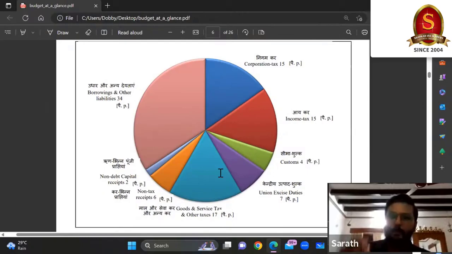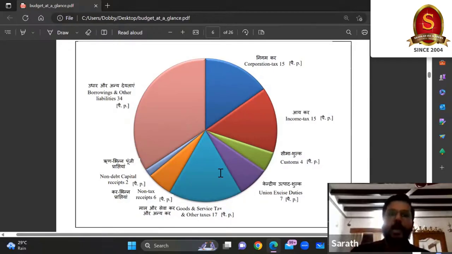Out of the gross, some amount of money, although the center collects it, it has to give it to the state. It collects it on behalf of the state. I'm not talking about the devolution of funds. Certain taxes like IGST, half of IGST belongs to the states, right? So that part has to go towards the states. So even when it comes to net tax revenue, it is still more than 50%. That is why the first statement is correct.